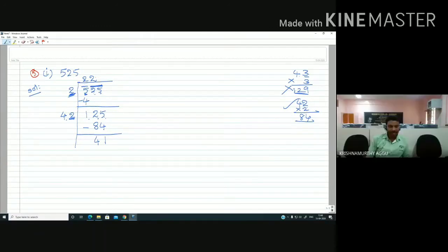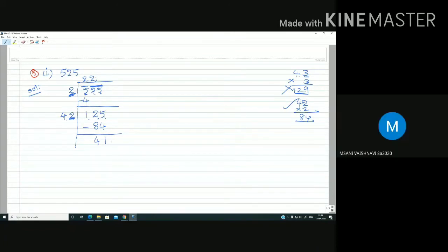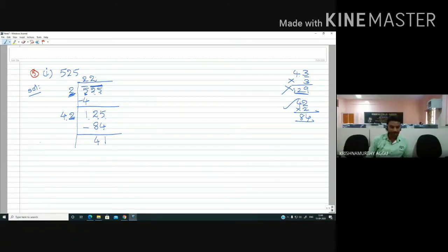If the question asked which number is to be subtracted from 525 to make it a perfect square number, like our question number 4, we could directly say subtract 41. But this question is an addition question. Which number is to be added? 41 is not to be added. So what we will do? This shows that what is the quotient you got here?